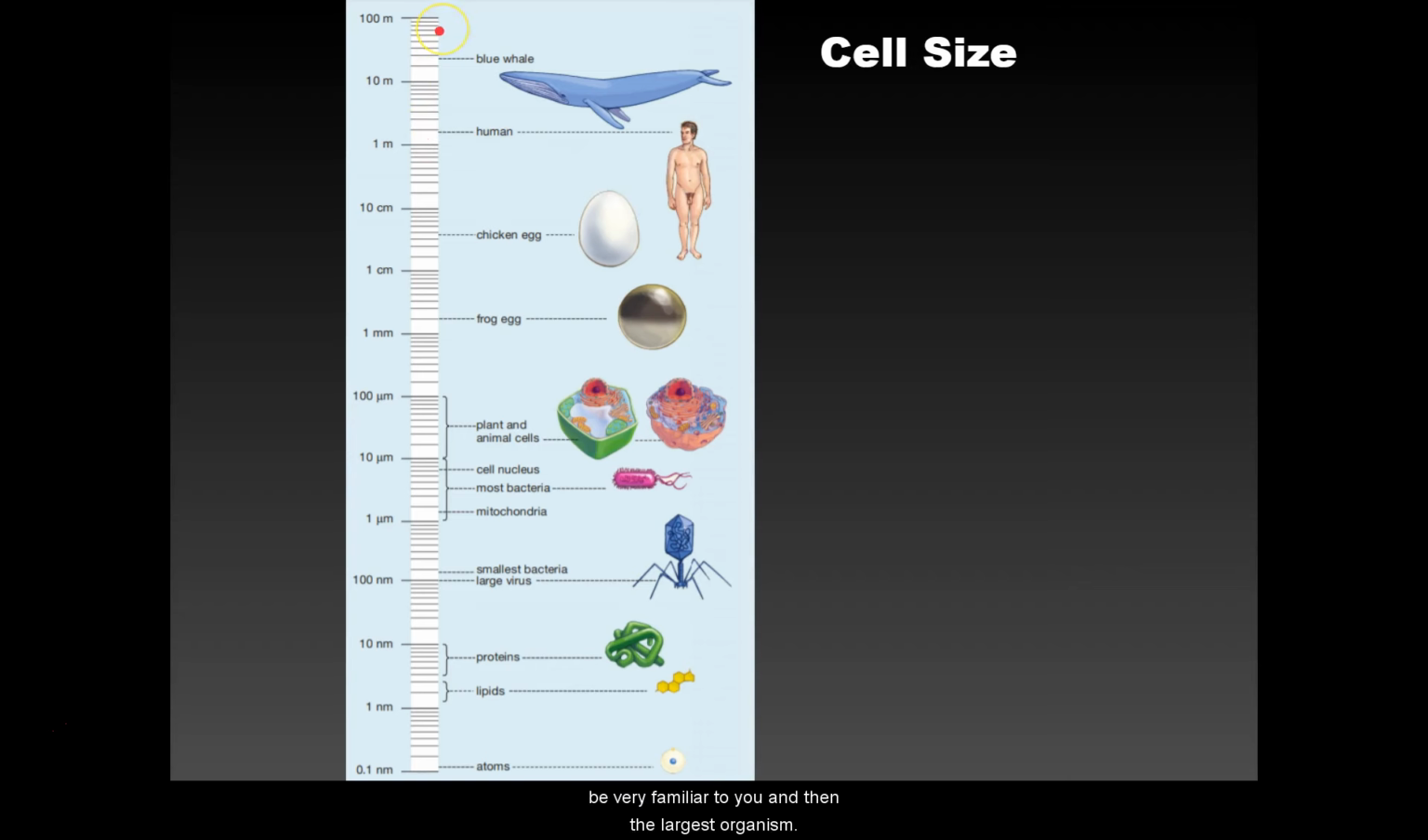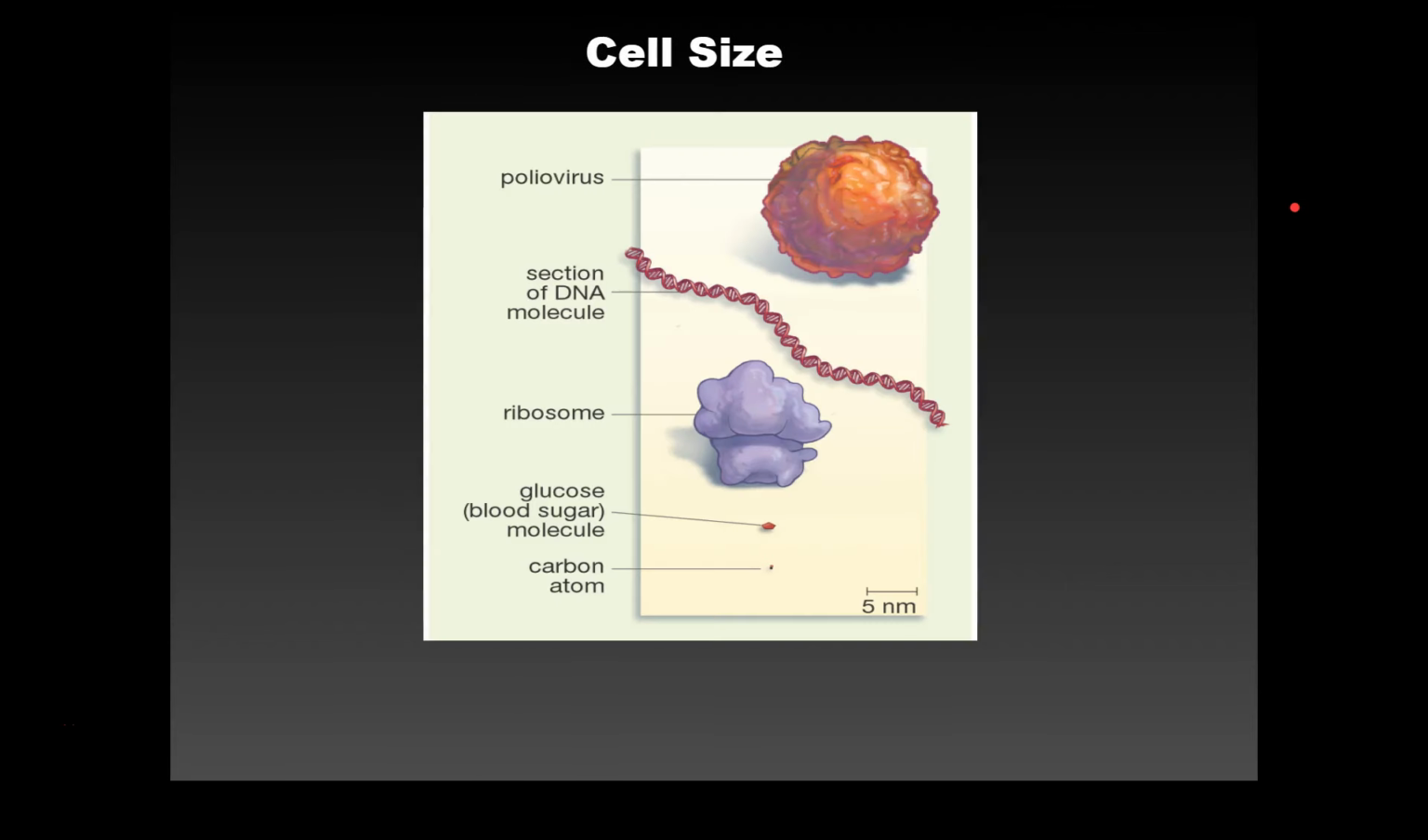And then the largest organism that has ever lived on this planet, or that we have evidence for ever living on this planet, is this blue whale here, which is enormous. Okay, that's enormous. And then at 100 meters, a football field would be out here. So that's just to give you a sense for some cell size things.